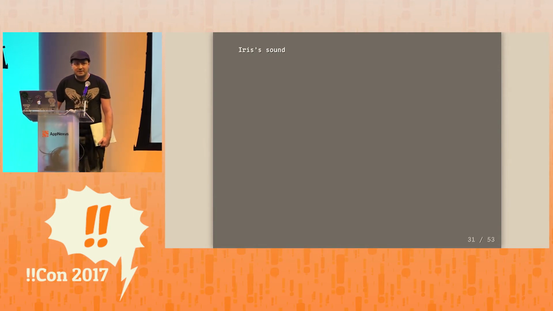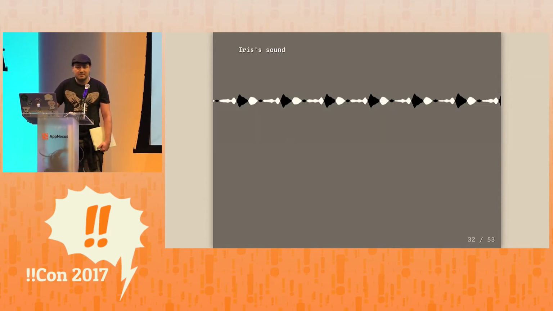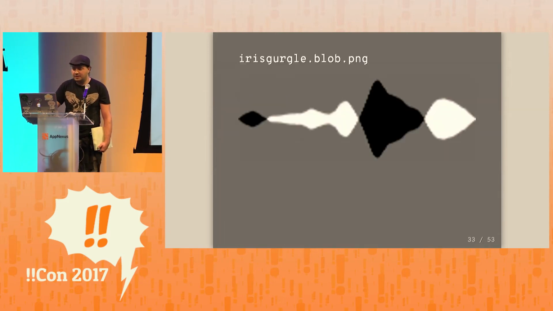So while I was doing that, my friend Ashley, who's here, sent me a recording of her baby making cute baby noises, baby Iris. And so I did the obvious thing with that. And then I cropped that out as a nice repeating pattern, right? So I cropped it out.